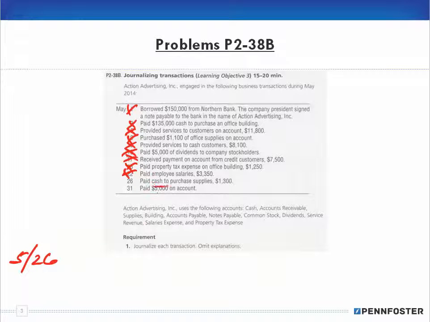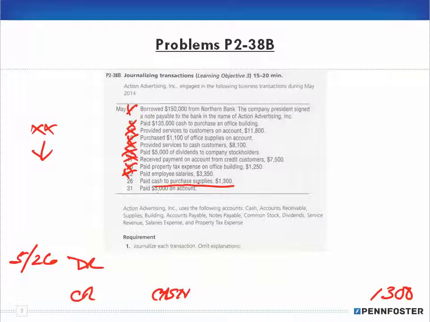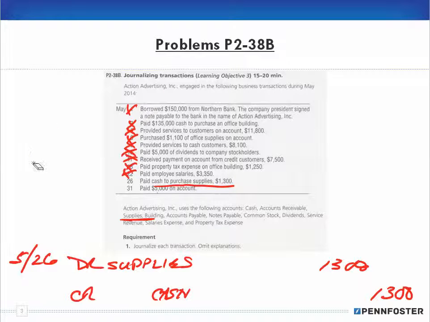$26,526. Paid cash to purchase supplies. Okay, so I'm paying cash. Cash is decreasing, so I'm crediting my cash for $1,300. That means debits have to equal credits. I'm going to debit something else, and I'm purchasing supplies. Paid cash to purchase supplies, right? It doesn't say supplies expense. So my supplies is an asset. It's going to be something I own. When I look at my chart of accounts here, I see supplies. So I'm going to debit supplies for $1,300. Okay. That's that entry.